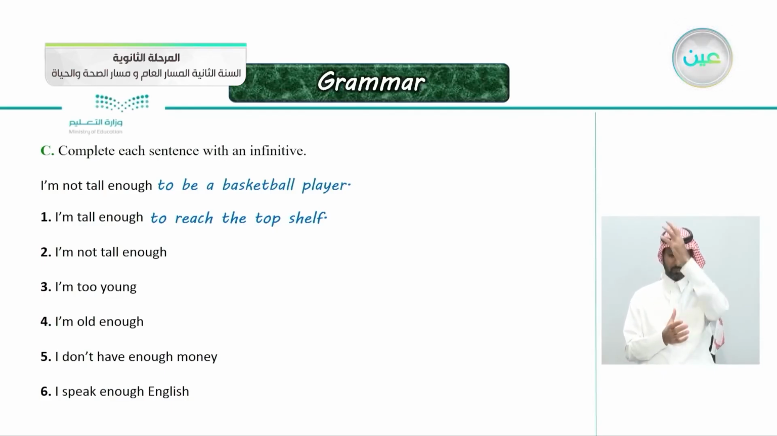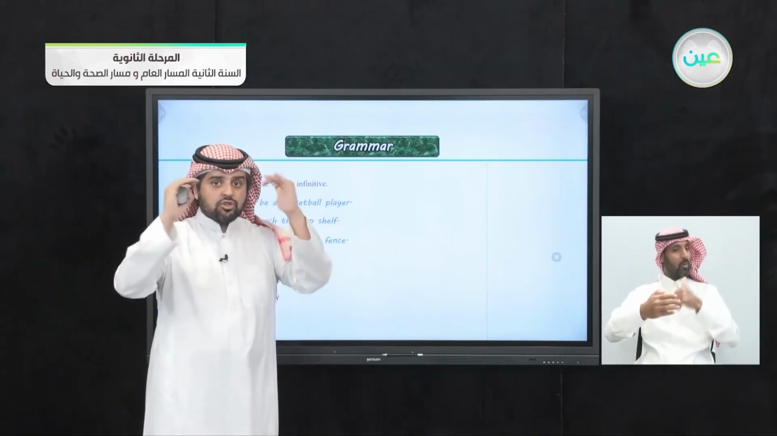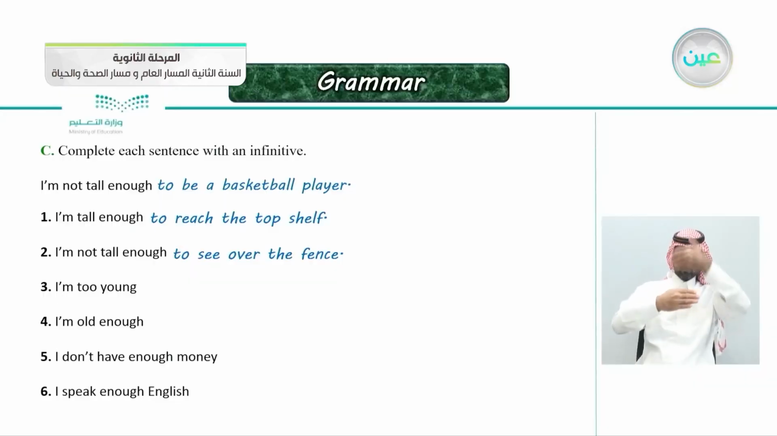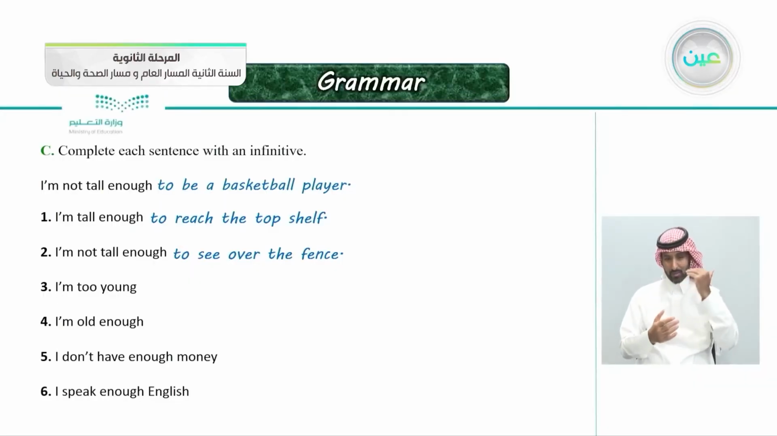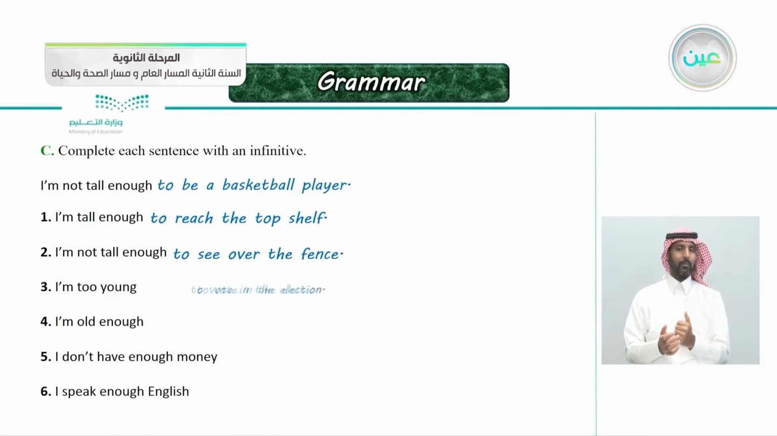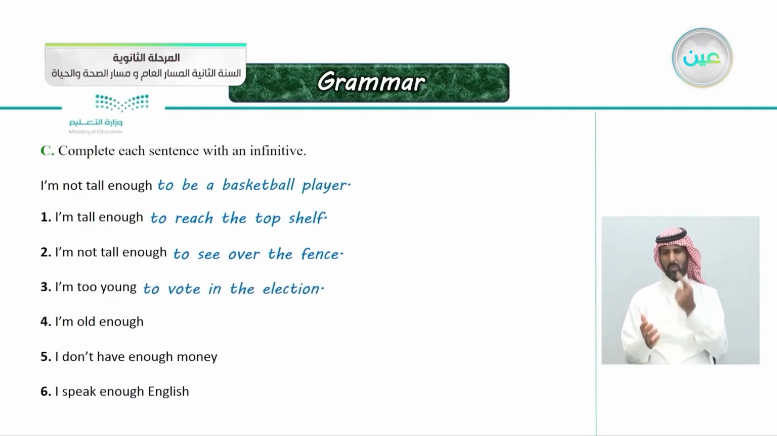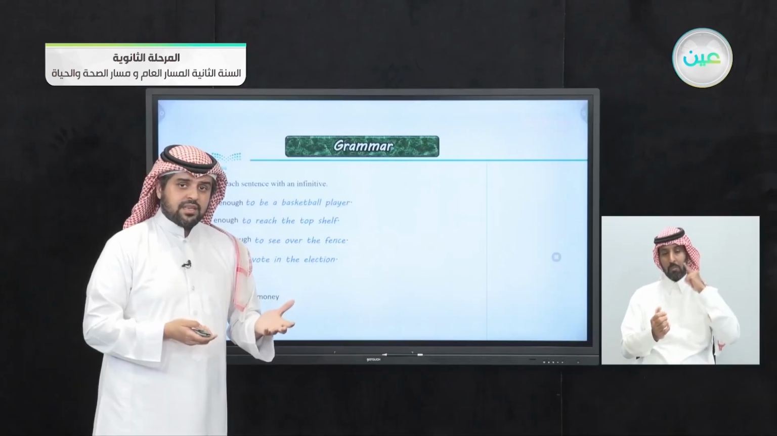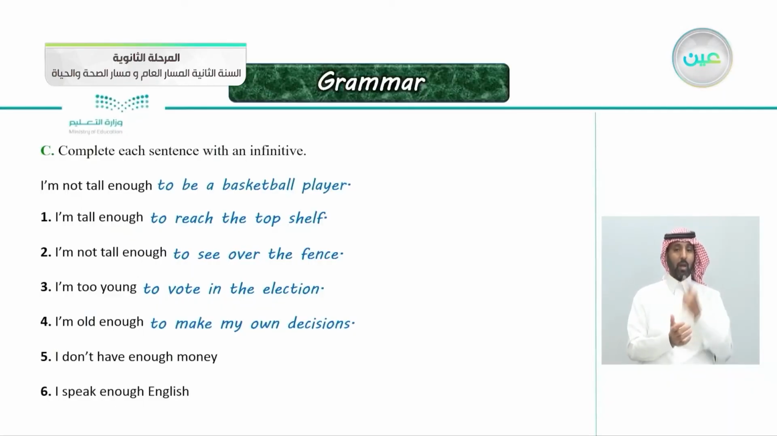Number 2, I'm not tall enough to see over the fence. I can't see over the fence. I'm not tall enough. Number 3, I'm too young. So you can say it about yourself. I'm too young to drive, for example. Here I've written, I'm too young to vote in the election. Number 4, I'm old enough to do something. Like, for example, here, I'm old enough to make my own decisions.